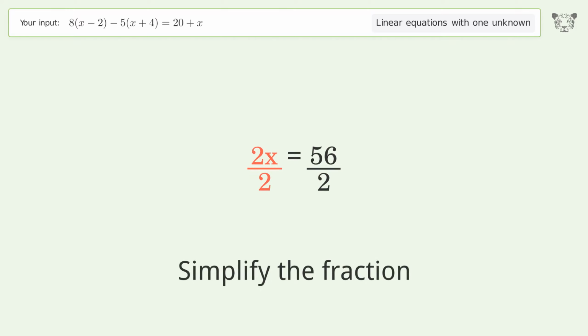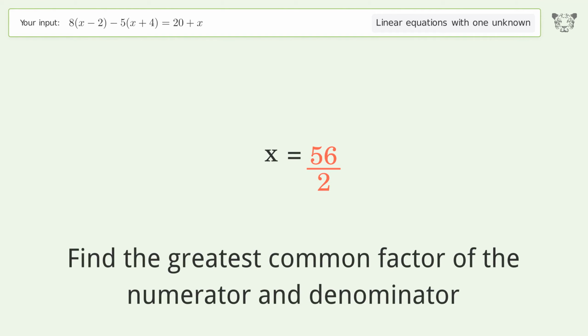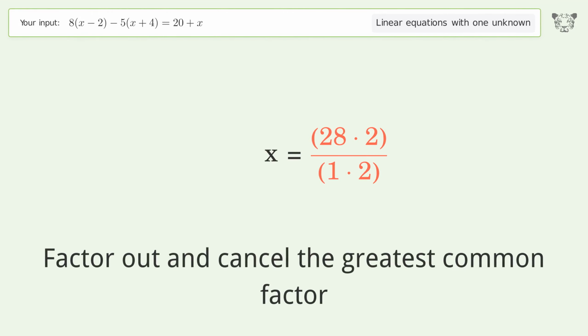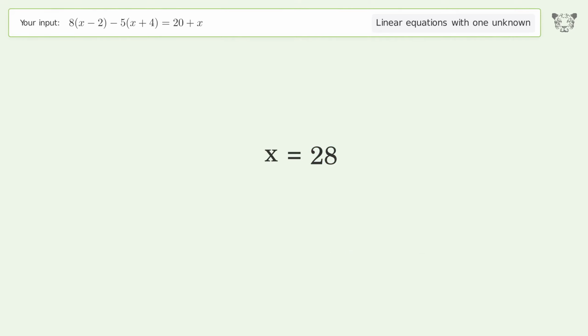Simplify the fraction. Find the greatest common factor of the numerator and denominator. Factor out and cancel the greatest common factor. And so the final result is x equals 28.